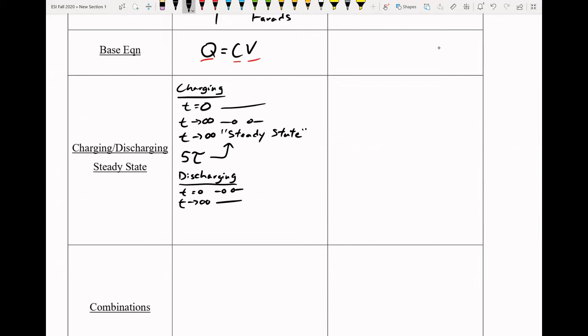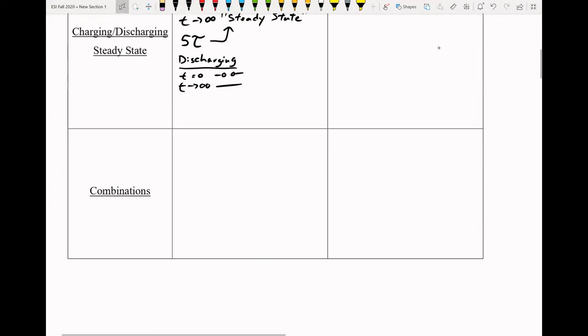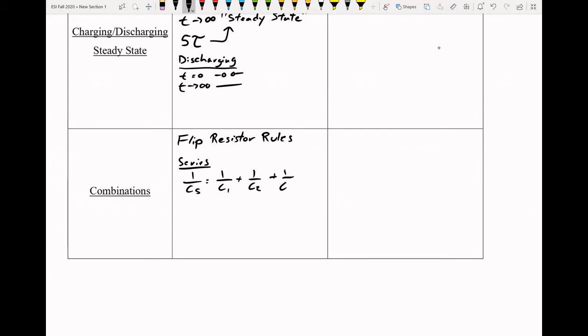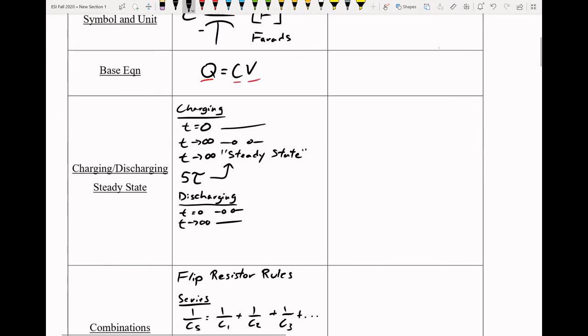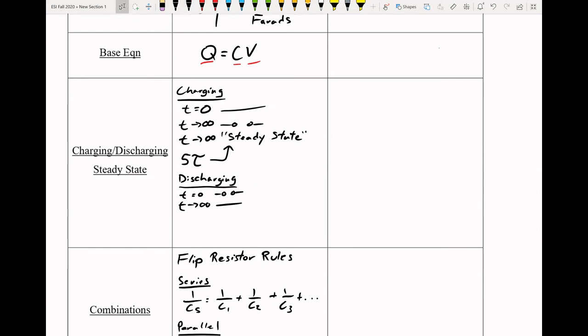Okay, so moving on from here, if we look at the combinations, for a capacitor, we're going to flip the resistor rules, meaning that if they are in series, we have to do 1 over CS is equal to 1 over C1 plus 1 over C2 plus 1 over C3 plus ... And then if they are in parallel, we will just do C parallel is equal to C1 plus C2 plus C3 plus ... Okay, and we're going to see examples of charging and discharging later on in this SI session. So don't get concerned if that's not quite clear yet.